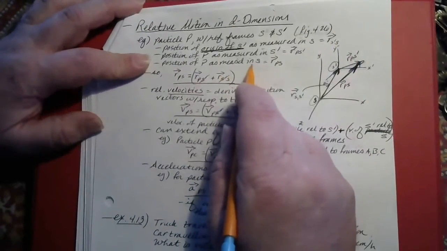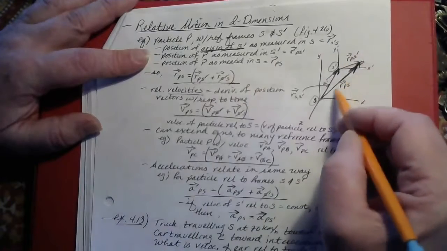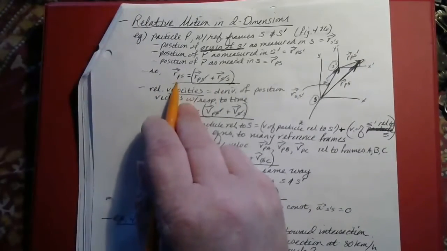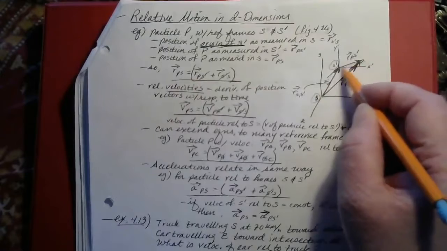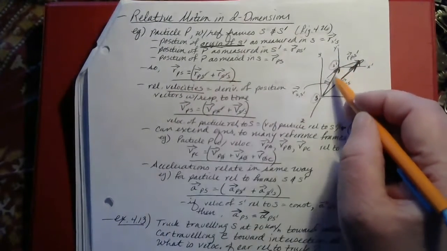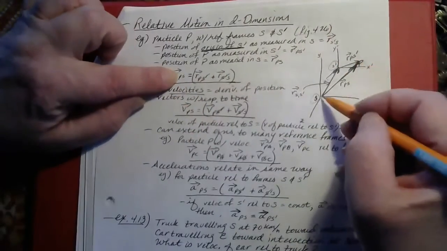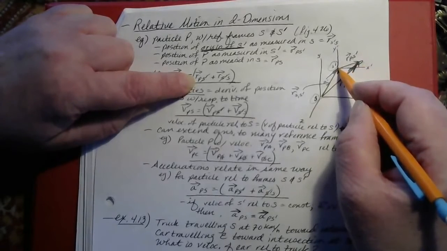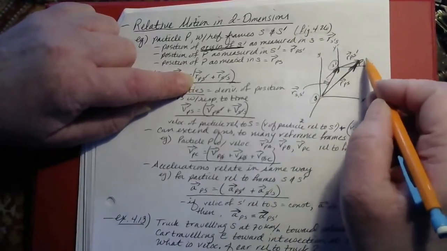The position of P as measured in reference frame S would just be R_PS. That is the vector that gives the position of P relative to S. And that would be this vector here, R_PS. So if we want to find R_PS, it's really just a combination of R_PS', which is this vector here, and R_S'S, and that's this vector here. If we add those together as vectors, then we can find this vector here. And it's kind of a way of finding the position of P relative to this frame of reference by taking the position of P relative to this frame of reference and the position of this frame of reference relative to that frame of reference.